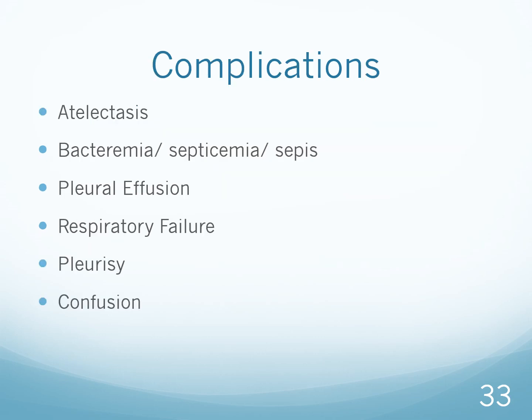Complications could include a collapsed lung. Sometimes atelectasis is what it's referred to. Unfortunately, that could happen spontaneously because of excessive coughing sometimes. Bacteremia, septicemia, and sepsis. Pleural effusion, meaning that the lung is rubbing against the pleural sac. Respiratory failure. Pleurisy, which is an irritation of that pleural sac. And confusion. There's another thing, complications with medications.